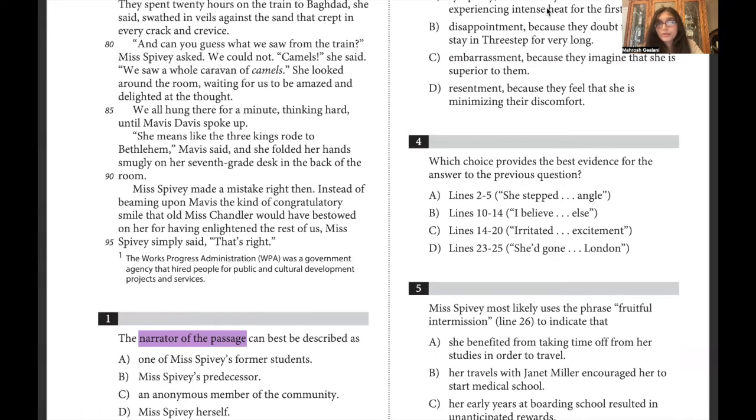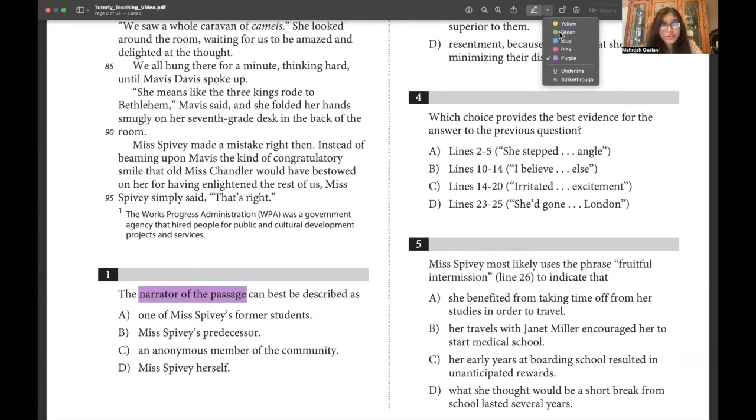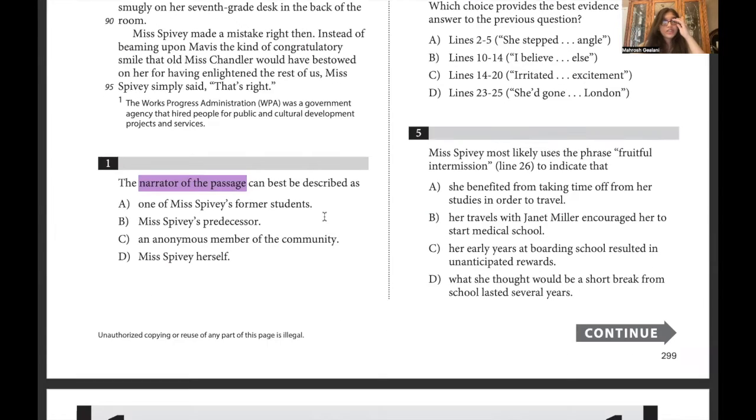So if we start off here, our first question is: the narrator of the passage can best be described as what? You have a couple options. A, one of Miss Spivey's former students. B, Miss Spivey's predecessor. C, an anonymous member of the community. And D, Miss Spivey herself. So there's a couple ways we can approach this.